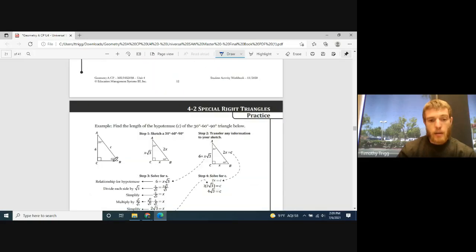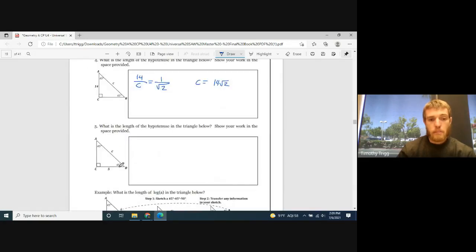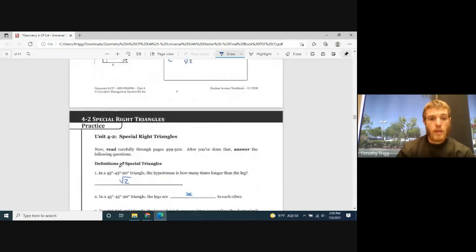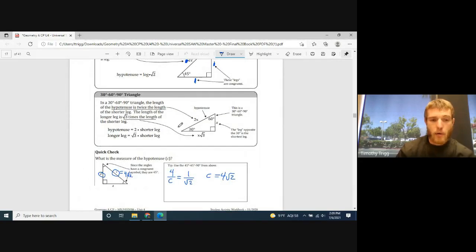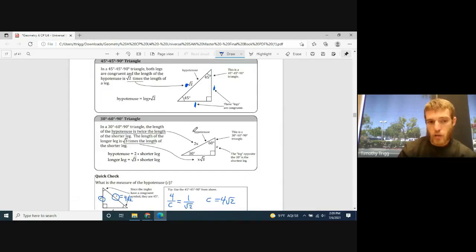But now we're going to talk about the other special right triangle, which is the 30, 60, 90. So go back up to page 9, and we're going to look at the second special right triangle, the 30, 60, 90 triangle. For a 30, 60, 90 triangle, that means that its three angles are a 30-degree angle, a 60-degree angle, and a 90-degree angle.